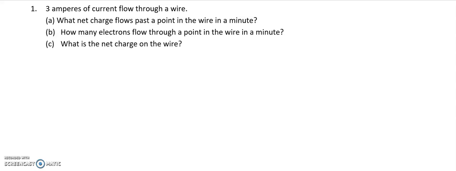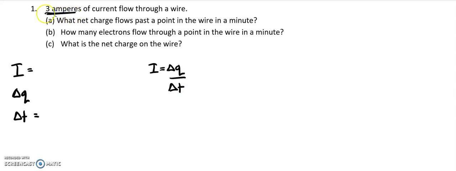We're now going to go ahead and solve a problem involving current. We have this problem: 3 amperes of current flow through a wire. For A, we want to find what net charge flows through a point in the wire in a minute. Okay, so let's write down our givens. We have I, delta Q, and delta T. Our current equation is I equals delta Q over delta T. Great. So 3 amperes. I know amperes is the unit of current, or you could say coulombs per second, so I'll put 3 A right there.